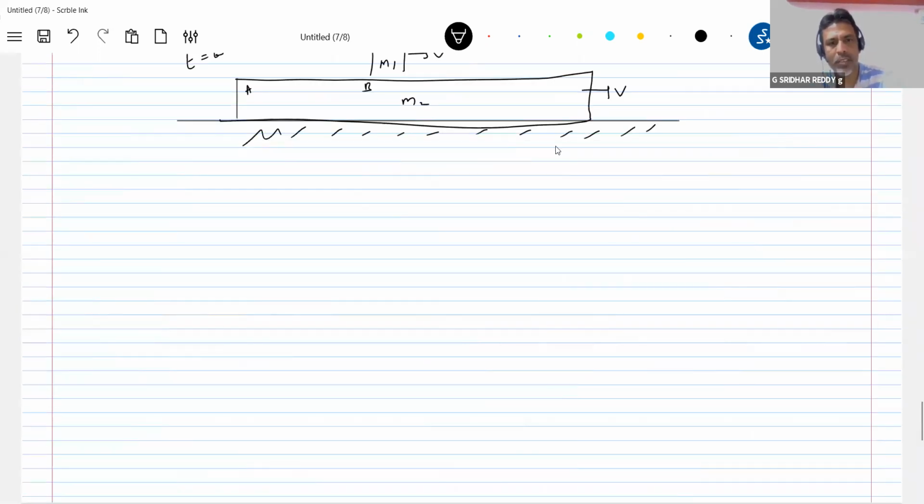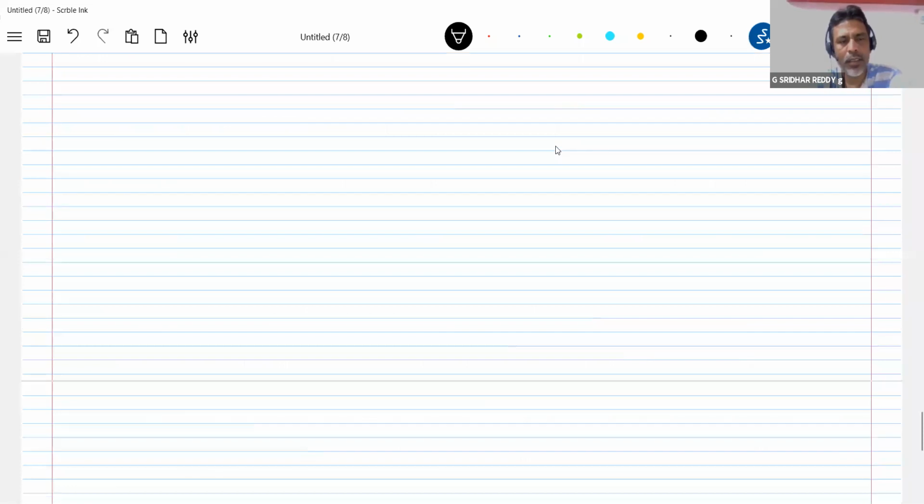I'll move on to the next concept. So instead of giving velocity, let me go for the force one. So there's a plank.